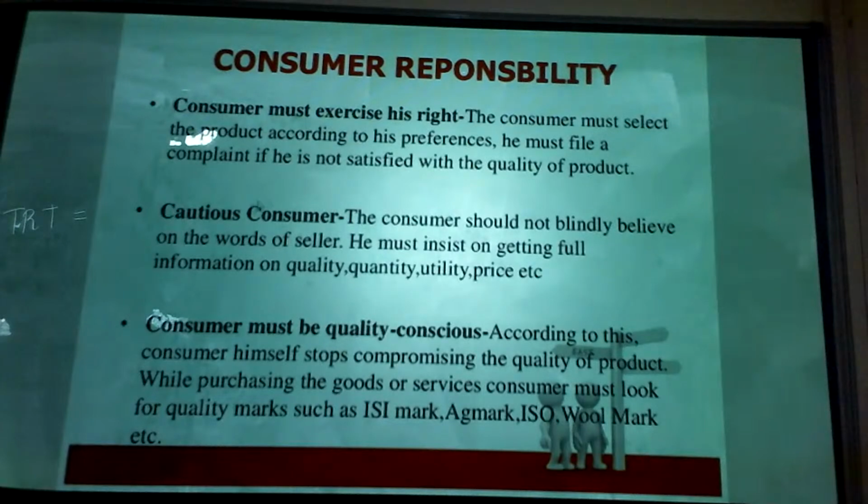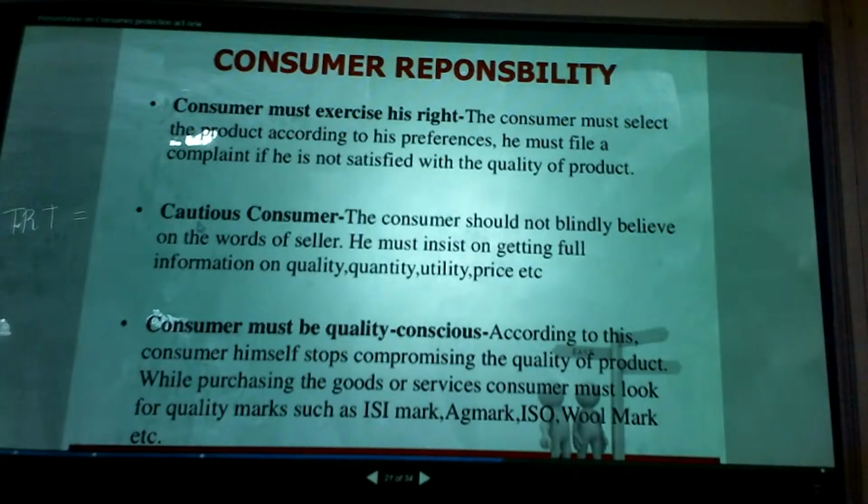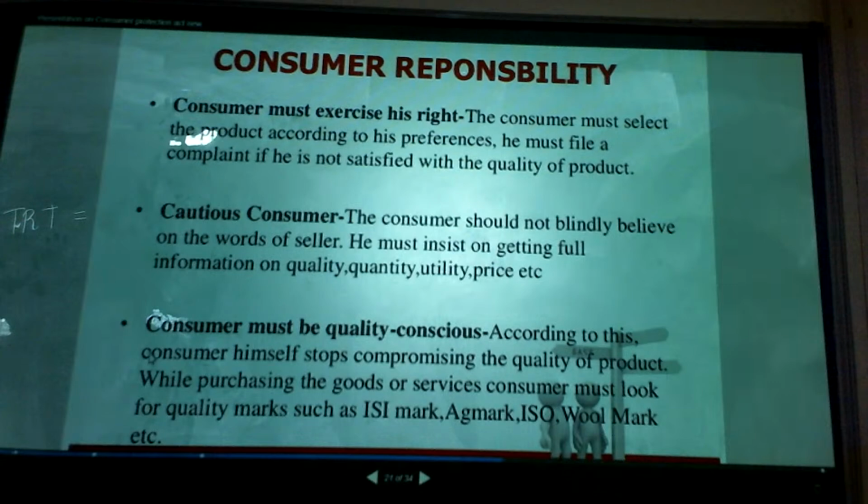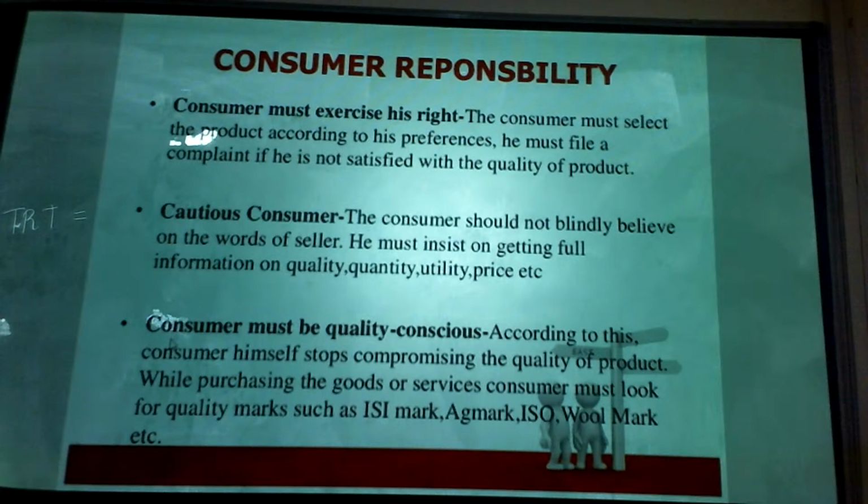Another one is to be a cautious customer and not blindly believe the words of marketing people. All of you know that marketing people communicate very well, they are very good at it, and ultimately they get you to purchase the goods. So you should not believe all their words. That is also your responsibility when you are purchasing goods.